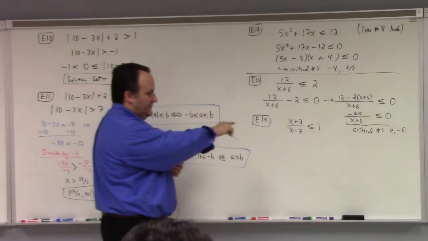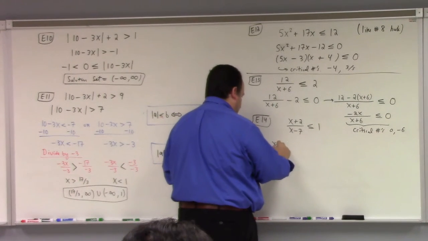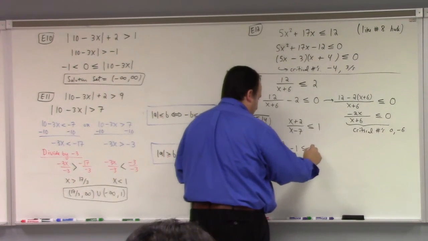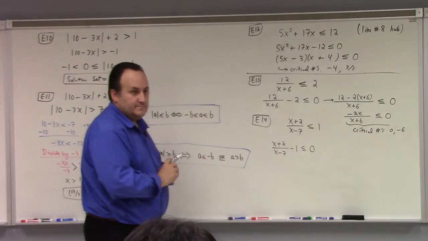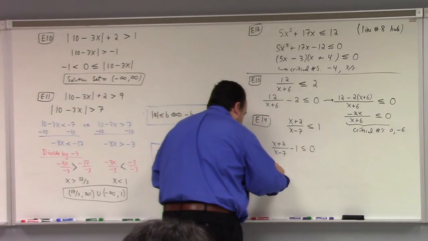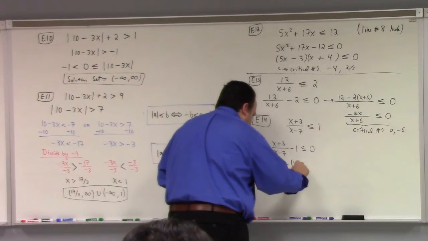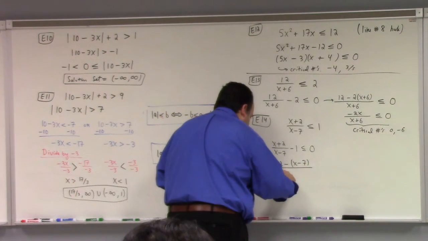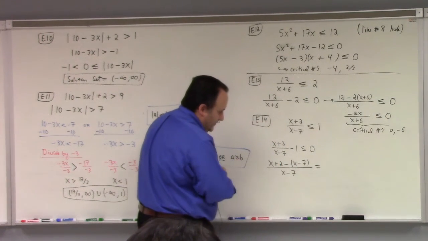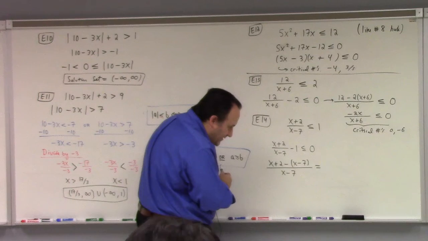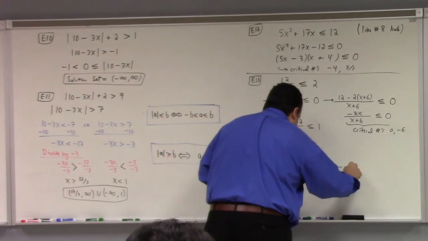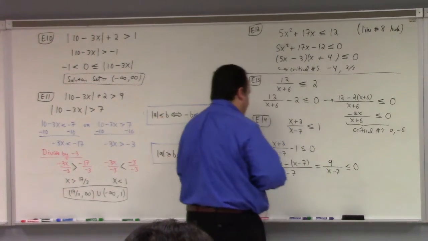Again, this one is not the format we want. We want x plus 2 over x minus 7 minus 1 less than or equal to 0. That problem we can solve. So we make a common denominator. x plus 2 minus parentheses x minus 7 divided by x minus 7, which is, by the way, what? The x's cancel, and I think what we got is 9 over x minus 7 less than or equal to 0, right?